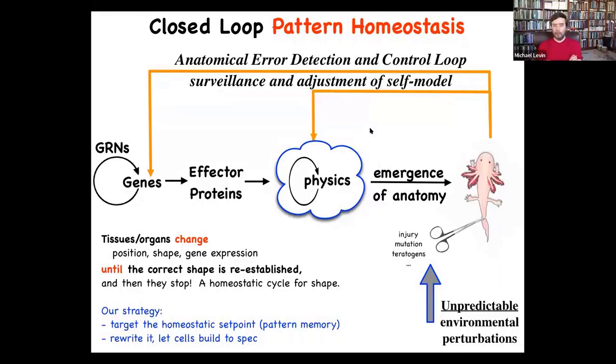Now, on the one hand, biologists know all about feedback loops, and so that's obvious. But there's some stuff that's quite different here. First of all, typical feedback loops have a scalar as a set point.